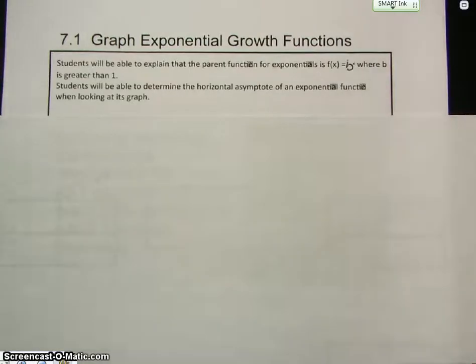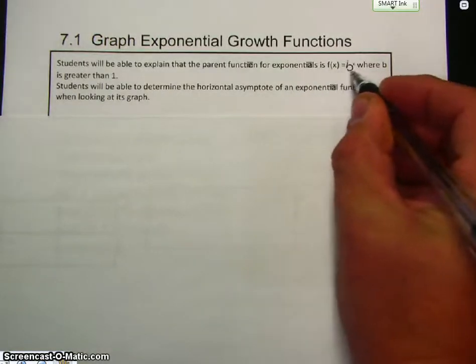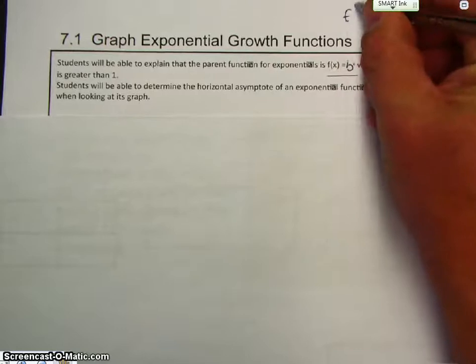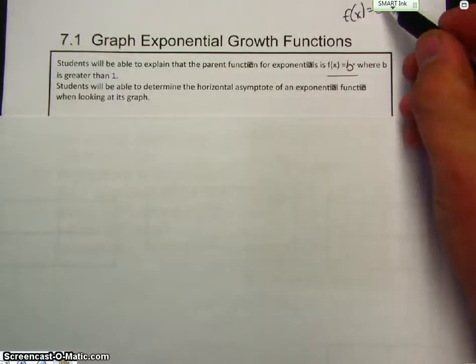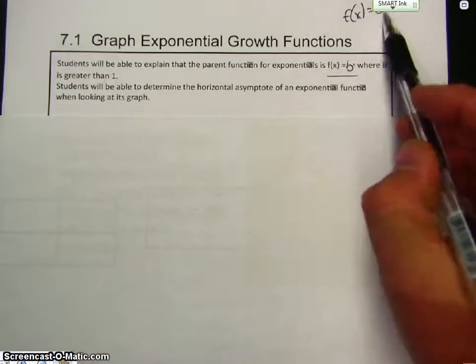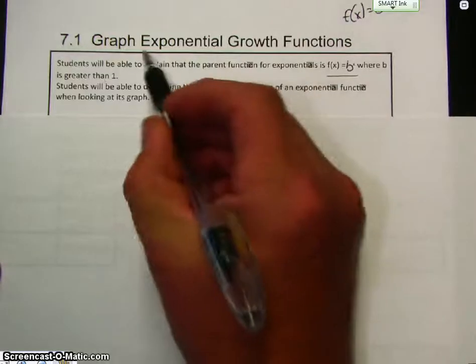Alright, 7.1, we're going to be graphing exponential growth functions. The objective: students will be able to explain that the parent function for exponentials is f of x equals b to x. In other words, it's this. You notice where x is in the exponent, b is greater than 1. So b here is greater than 1, and x is now in the exponent. That's why it's called exponential.